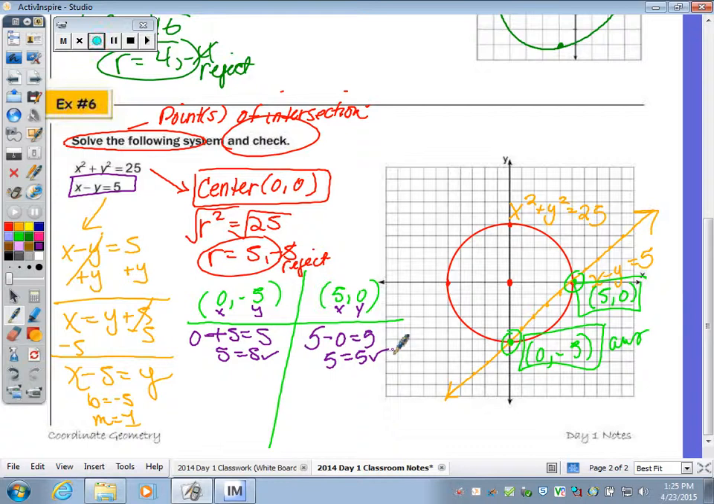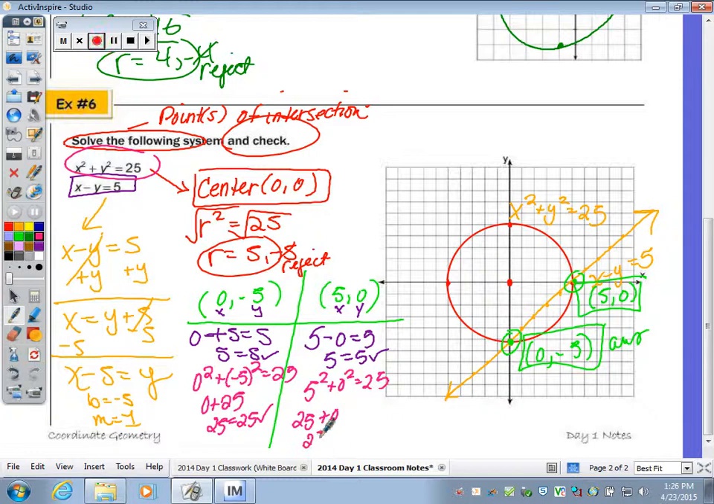And then the check for the quadratic, I'll do in pink. Again, all I want to do is substitute, is x squared plus y squared equal to 25? 0 squared plus negative 5 squared. 0 plus 25 is 25. That checks. And then here, x squared plus y squared, does that equal 25? 25 plus 0 again, that checks.